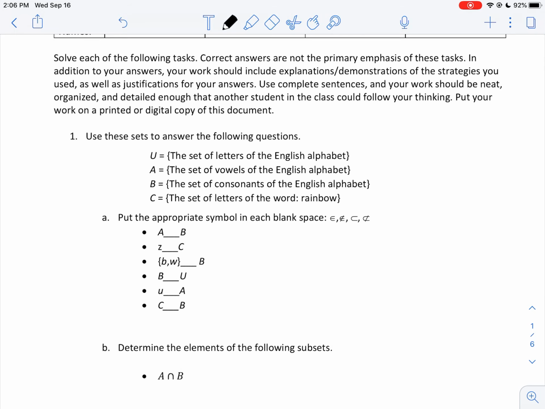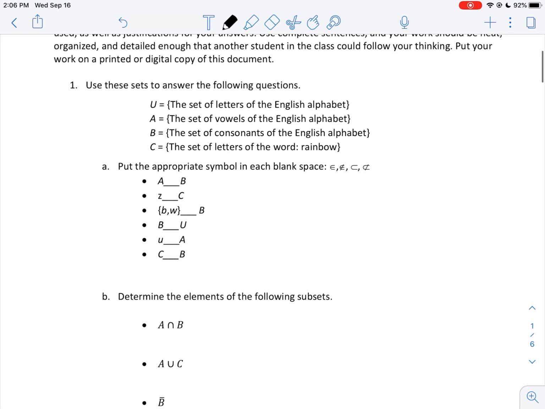There we go. Okay, so given the fact that I'm using U here is usually an indication that we're referring to this as the universe set. I'm going to go ahead and draw a Venn diagram of this. So we have the universe set right here. This represents all the letters of the English alphabet.